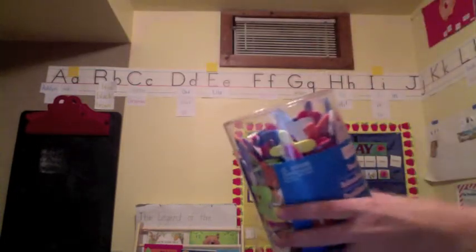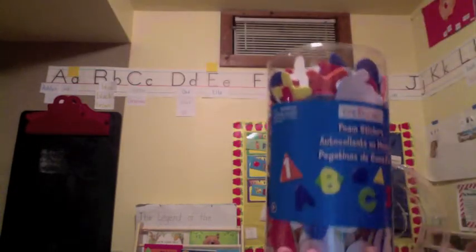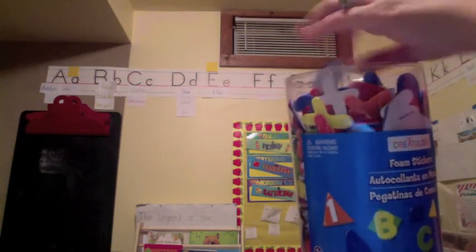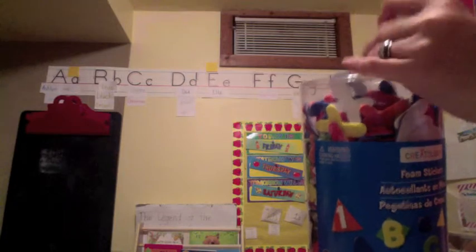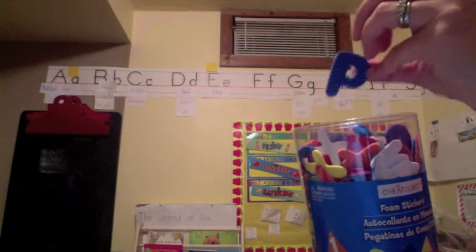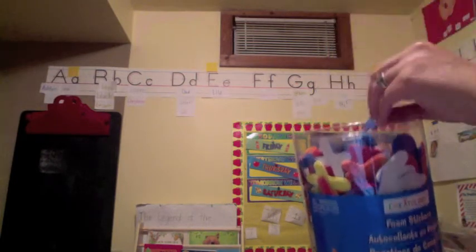You can usually find them at Joann's pretty cheap. A lot of times they're 50% off, but they are full of letters, and they have uppercase and lowercase, and they also have numbers. So if she was learning about the letter P, then I would have her try to find some P's in here, and then I might send her to a magazine and have her cut out some pictures of things that begin with the letter P.